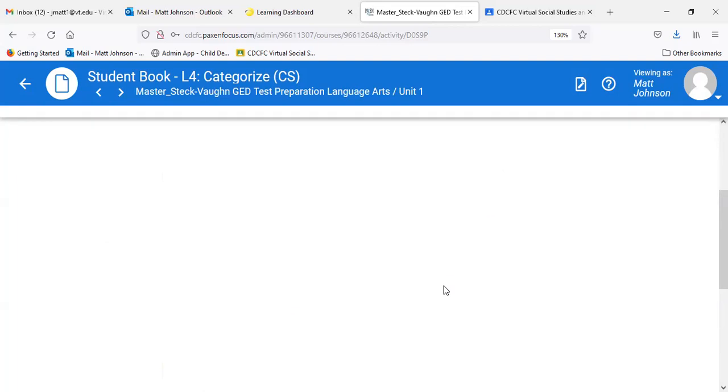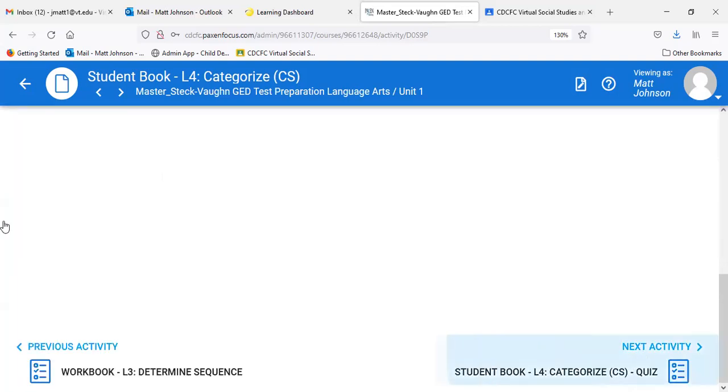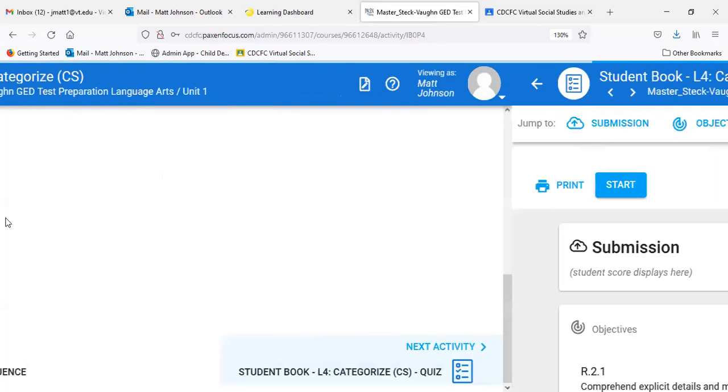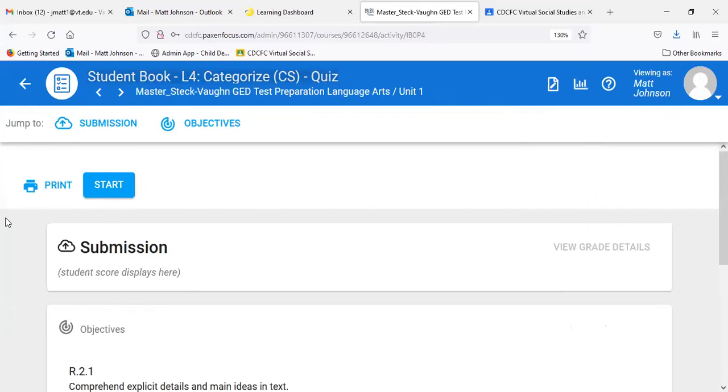So we'll scroll down. We'll get into the lesson four quiz. So unit one, lesson four, categorize. Everybody take a second, make sure they're caught up. All right, then we'll hit start.